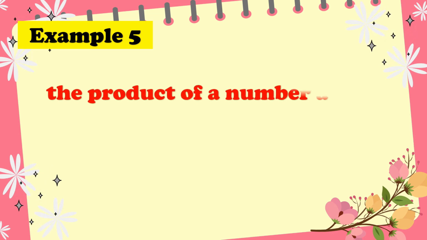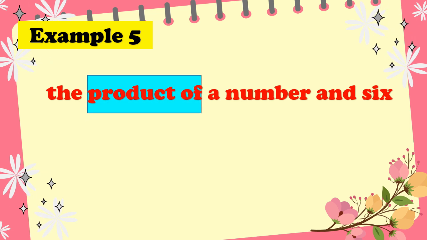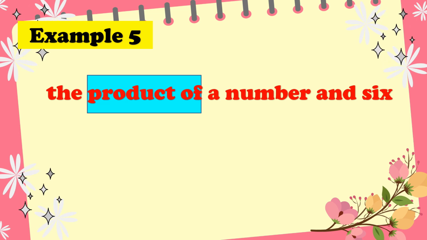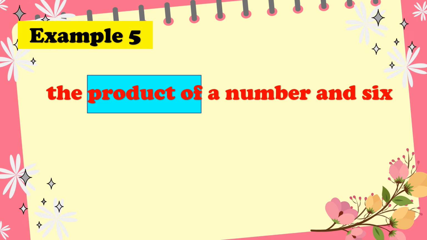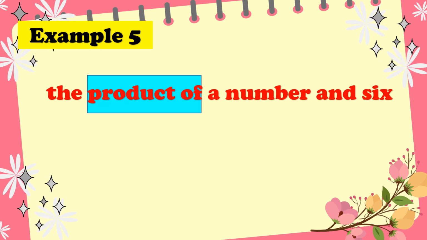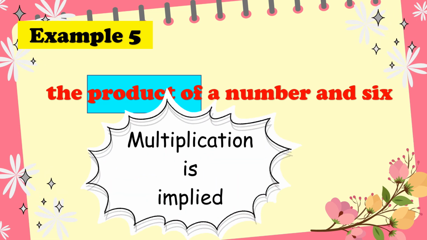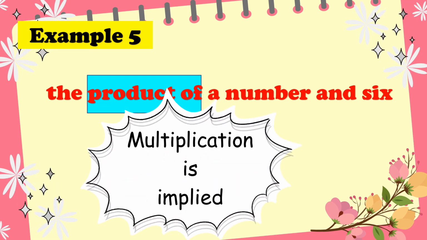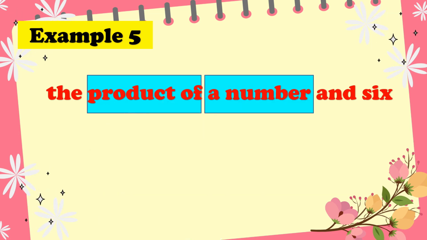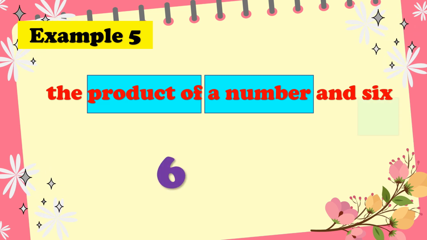Example number 5. The product of a number and 6. Ang keyword ay product of. So, multiplication ang ating operation. As a mathematical expression, kapag ang two quantities involved ay known and unknown, ang multiplication ay implied. Ibig sabihin, hindi mo na kailangan maglagay ng symbol in between them. So, a number, pwede tayong gumamit ng kahit anong letter of the English alphabet, and 6 yung isa.